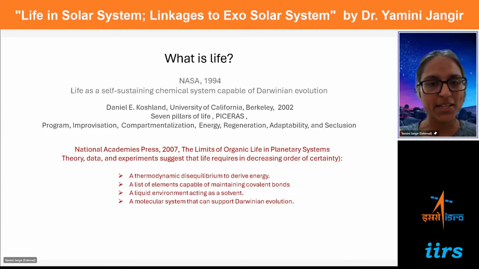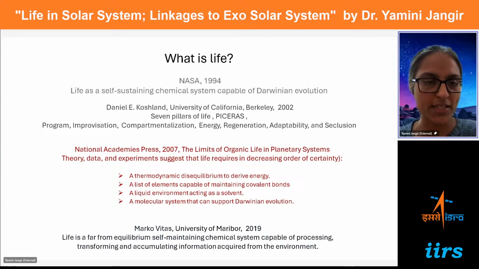And if we sort of combine these two in broad aspects, in 2007, the National Academy of Press actually released this nice little statement that any life has to have a way of deriving energy from its environment, should be able to maintain some bonds between elements, should have a liquid environment which can act as a solvent, and possibly have a molecular system that can support evolution. Evolution is not necessary, but this is all actually in the decreasing order of certainty. Like how often and how confidently can you define life?